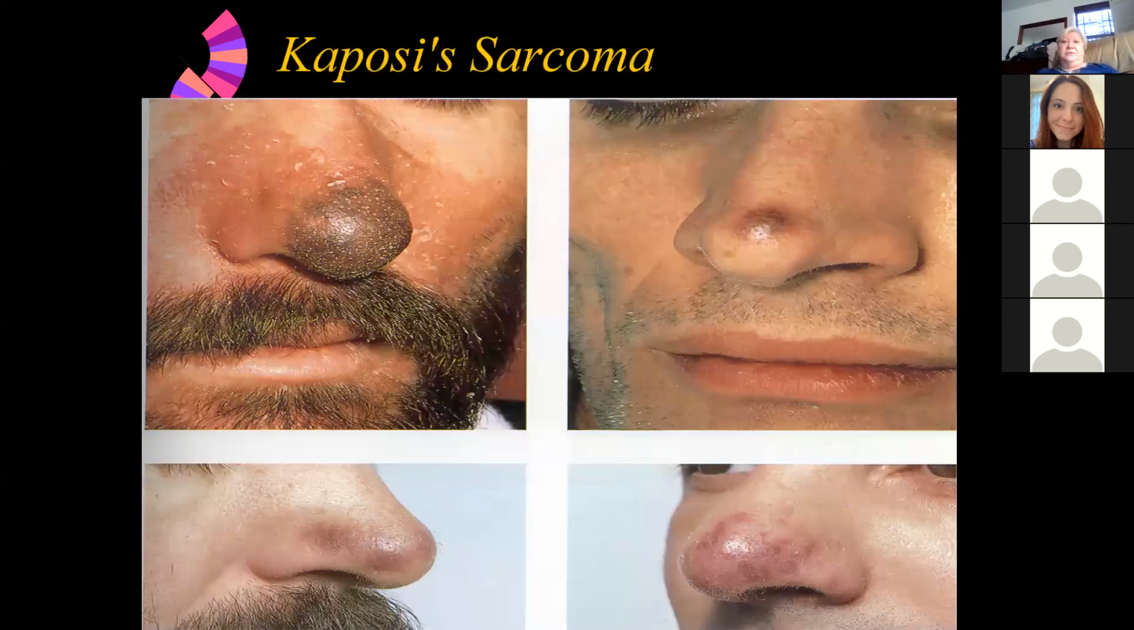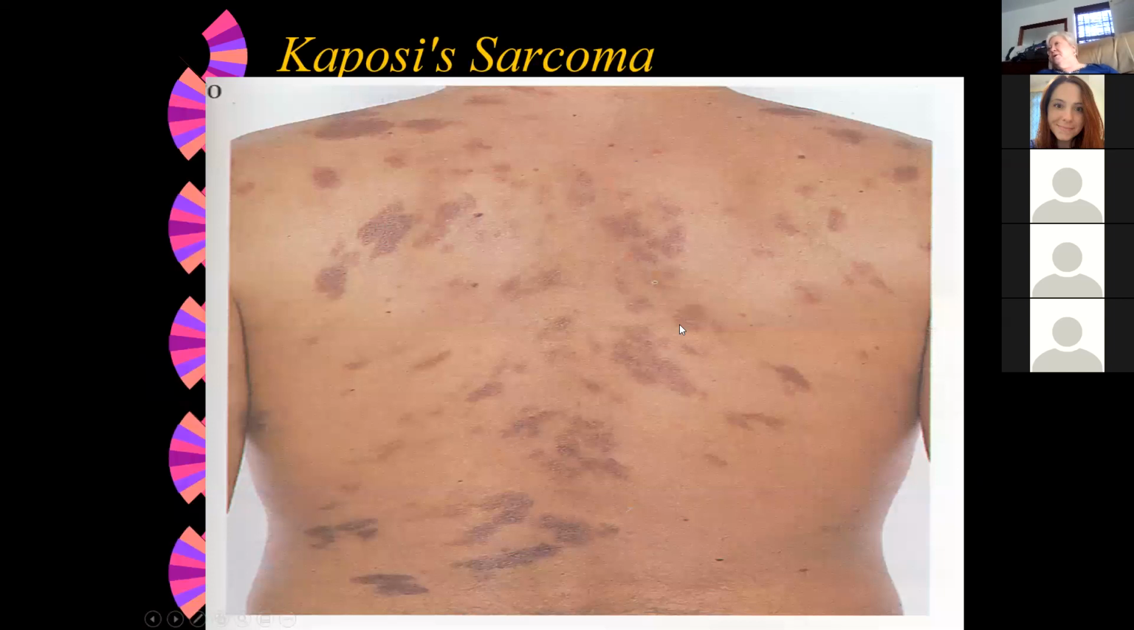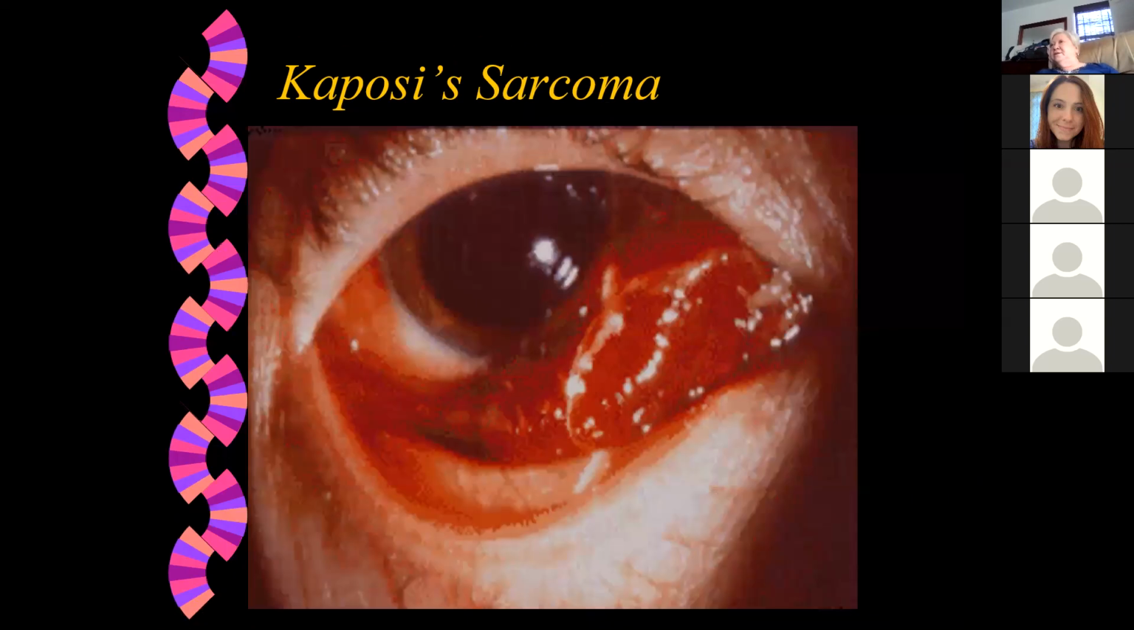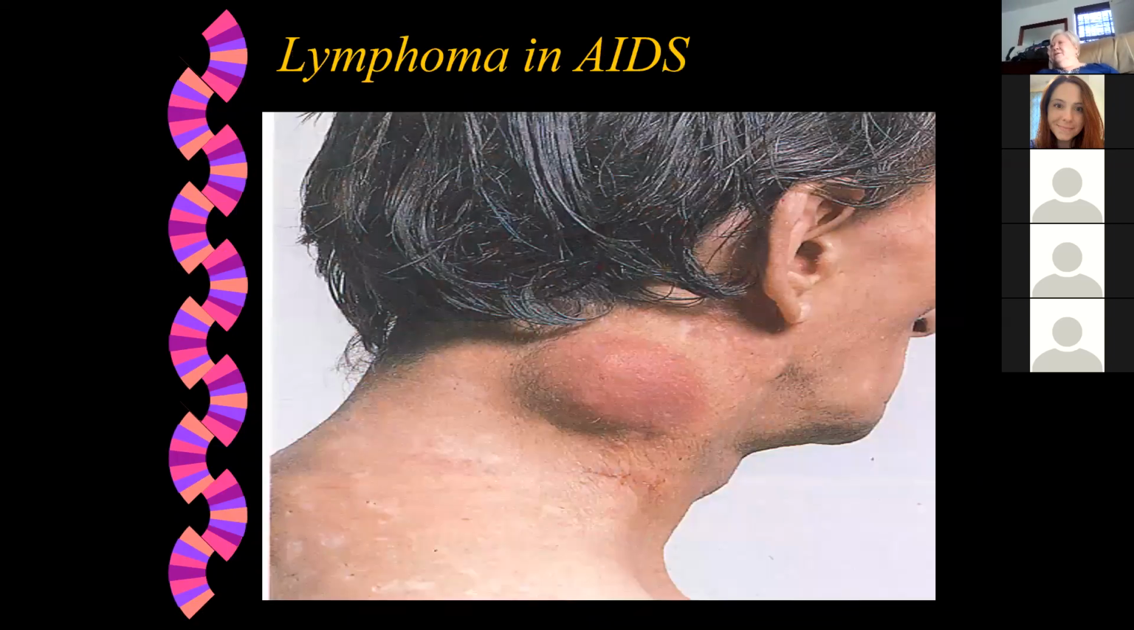So here's another Kaposi sarcoma on this guy's nose. It's just kind of a waxy looking type of lesion. That's Kaposi sarcoma. This is Kaposi sarcoma again, purple, waxy looking lesions. Here's one in his eyeball. This is lymphoma. This is that cervical neck lymph node I was talking about. So your lymph nodes become very hot and inflamed. So this is right on this.